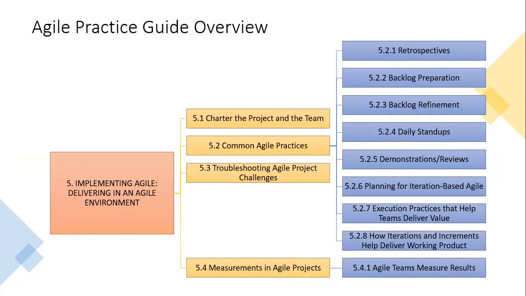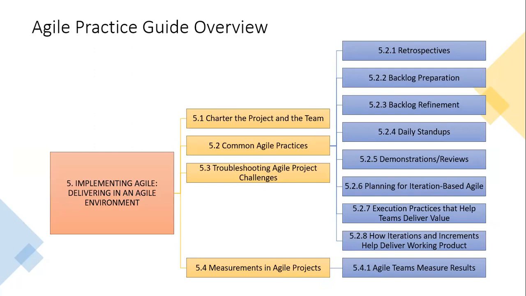And then we'll go into chapter 5. At a high level, we'll take a look at the importance of chartering, whether it's project chartering and team chartering. We'll take a look at all of those common agile practices, be it retrospectives, backlog preparation, refinement, daily stand-ups, demos, planning for iteration-based agile, which is really code for sprint planning, execution practices that help teams deliver value, how iterations and increments help deliver working product.